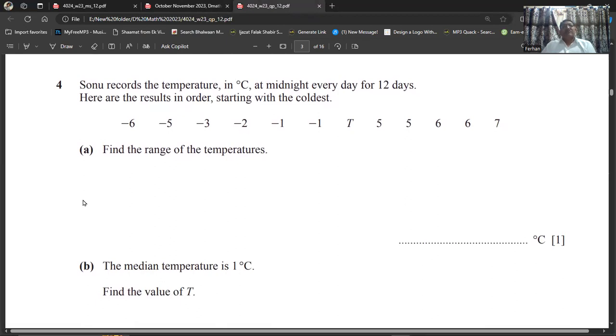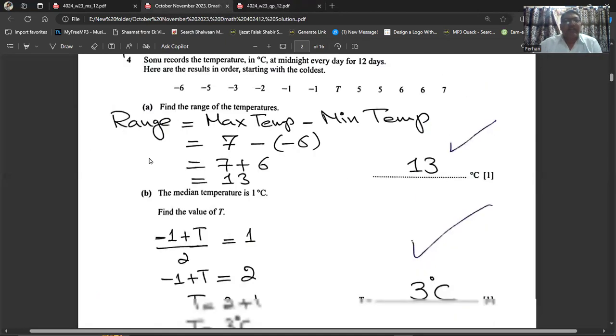Question number 4. He says, Sonu records the temperature in degree centigrade at midnight every day for 12 days. Here are the results in order, starting with the coldest. The first question is, find the range of the temperature. You see the lowest temperature here is -6 and the highest temperature here is 7. The range means the maximum temperature minus the minimum temperature. So simply subtract them and you will get the answer.